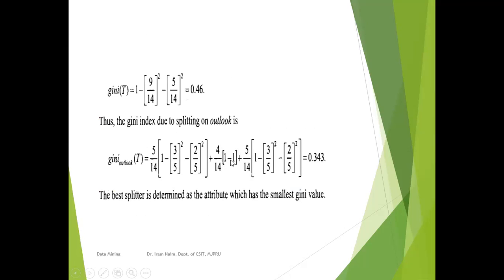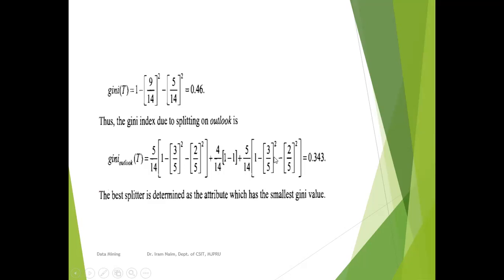So we'll take 1 minus (1 by 5) whole square. So it will somehow give me a single class, because it only contains a yes class. So 1 minus 1 will be 0, and it will be multiplied by 4 divided by 14, because 4 rows are there which lie under the output category.